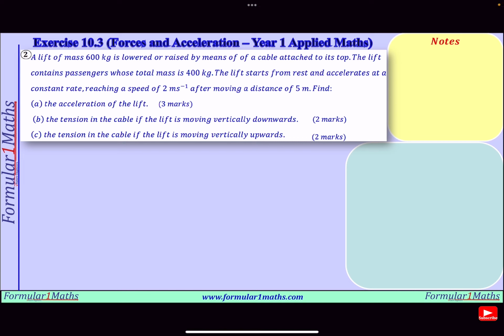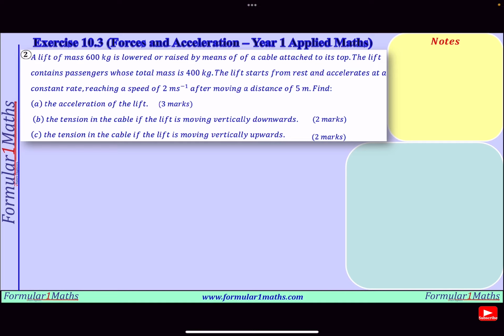A lift is lowered or raised by means of a cable attached to its top. The lift contains passengers whose total weight is 400 kilograms. The lift starts from rest and accelerates at a constant rate, reaching a speed of 2 meters per second after moving a distance of 5 meters. Find A, the acceleration of the lift, B, the tension in the cable if the lift is moving vertically downwards, C, the tension in the cable if the lift is moving vertically upwards.